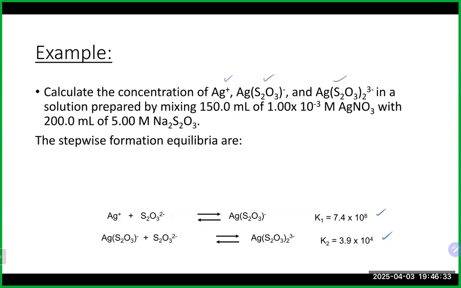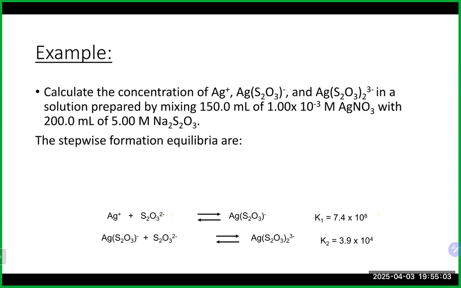So we're going to mix 150 milliliters of 1 times 10 to the minus 3 molar silver nitrate. I'm assuming that's my silver concentration there. With 200 milliliters of 5 molar Na2S2O3. And that would be my thiosulfate concentration, I think. All right, so give it a go.